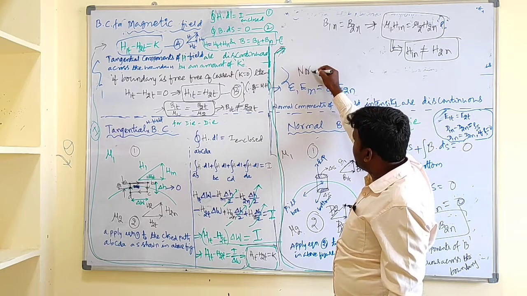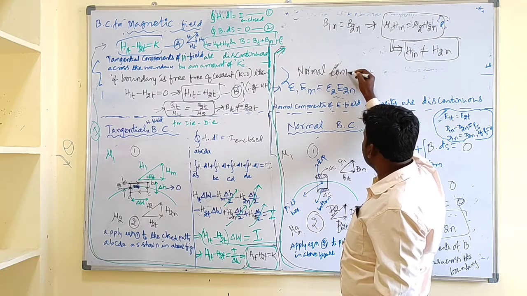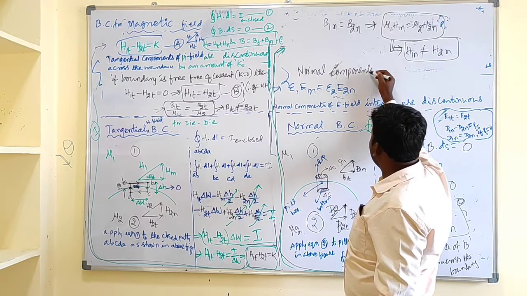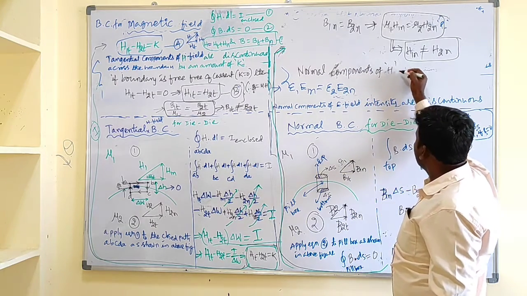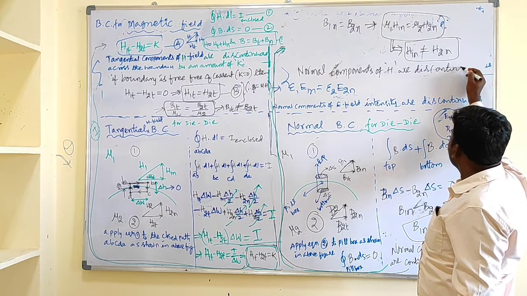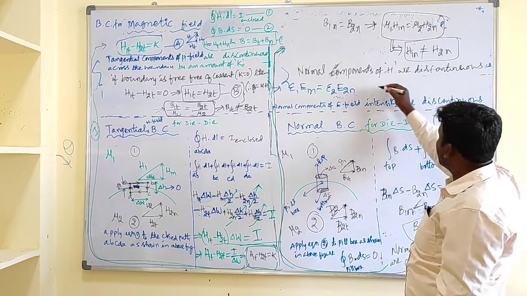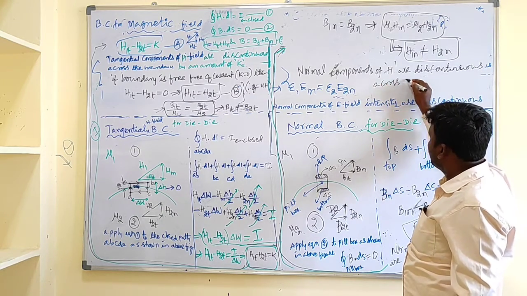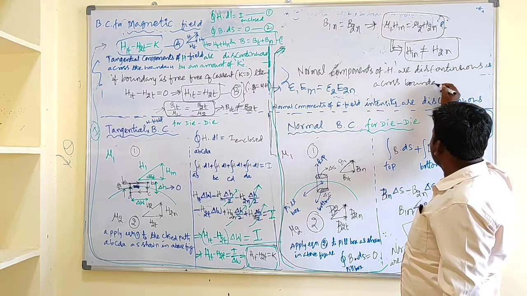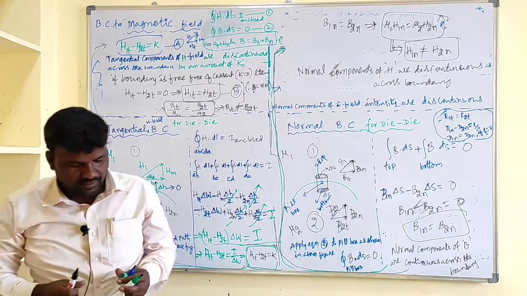Normal components of H are discontinuous across the boundary. They are different in the two different media. They are discontinuous across the boundary. So this is all about the magnetic field boundary conditions.